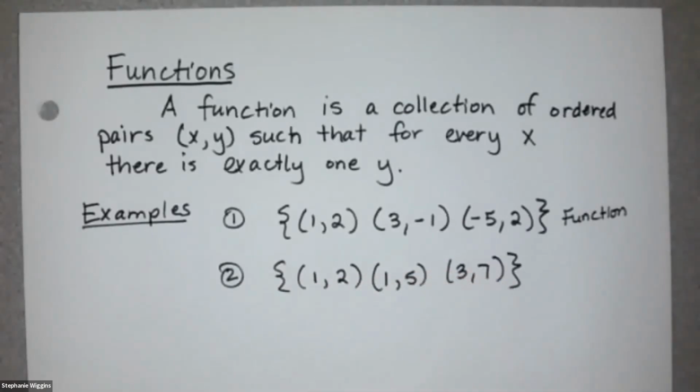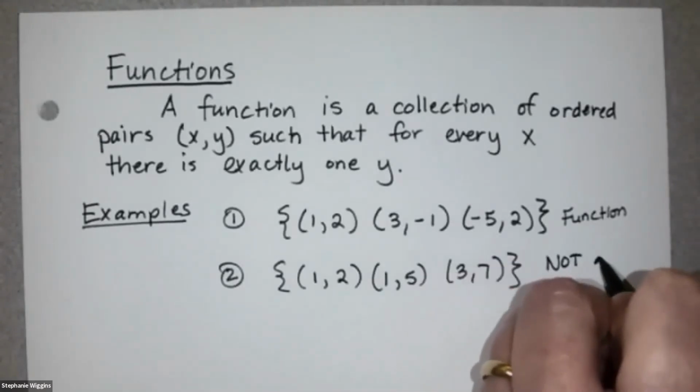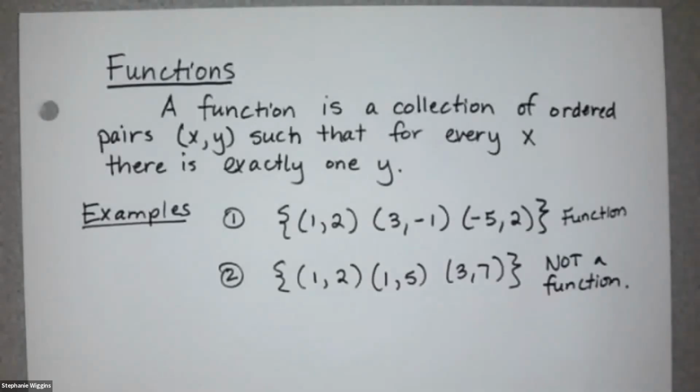This collection of ordered pairs is not a function. And that's because you'll notice here that if our input is 1, our output is either 2 or 5. You can't have 2 different outputs for one input. The reason why we want functions to behave that way is because it takes care of ambiguity.